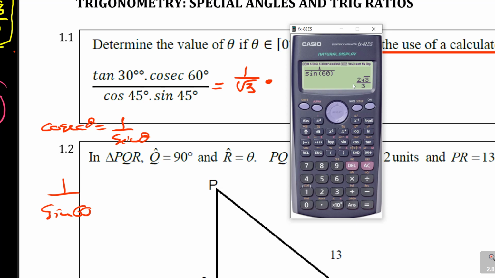Equal to 2 over root 3 over 2. But now let me first use this. Let me say sin 60 and ask myself, what is it?